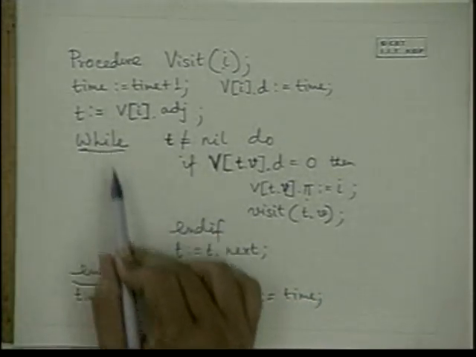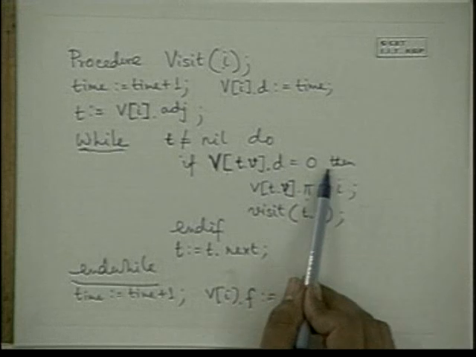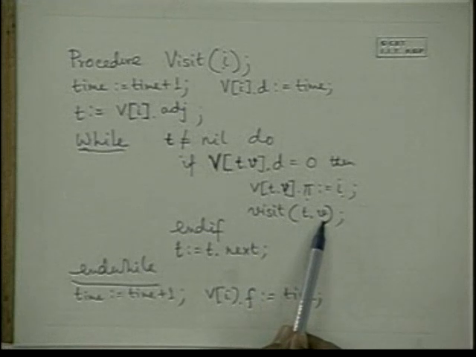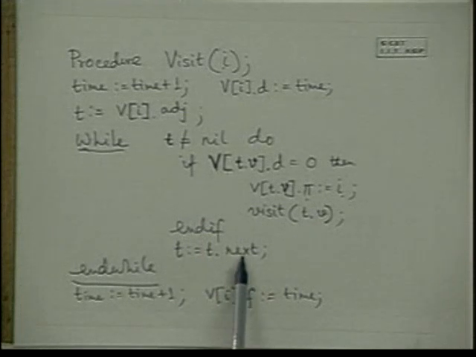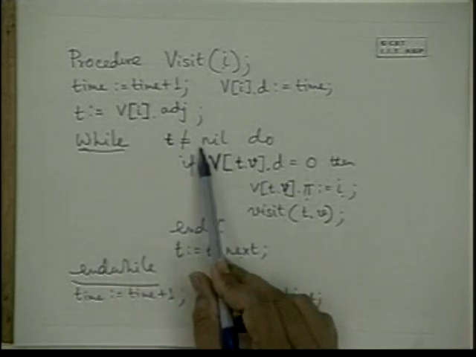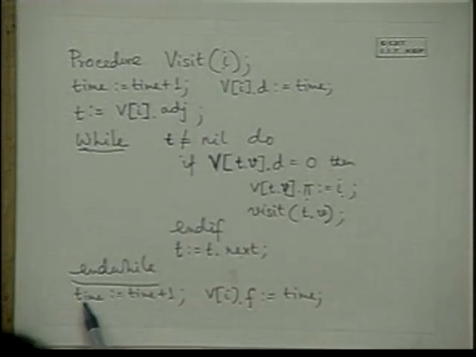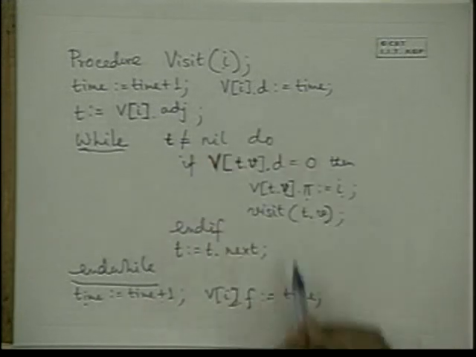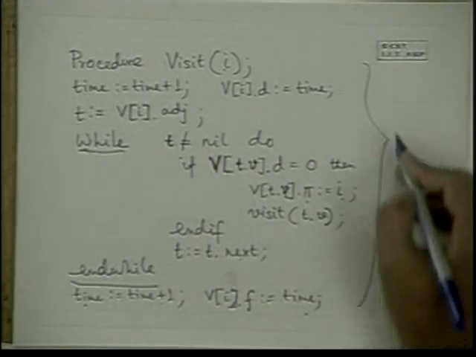So in this while loop, we are going through the linked list of I and checking whether any node in the linked list is not visited. If it is not visited, its pi field is initialized. Then you visit that node. It's a recursive call. And when this recursive call comes back, you go to the next node, t is equal to t dot next in the linked list. When this while loop is done, that is, you have checked all the nodes in the linked list of I, you have completed the visit of I, then you increase the time, time is equal to time plus 1, and then you put the f field of I with that time. Basically you have finished visiting I at that time. So this is the recursive visit procedure.